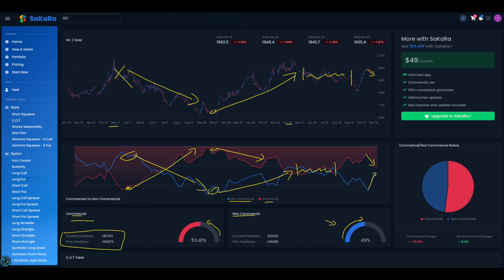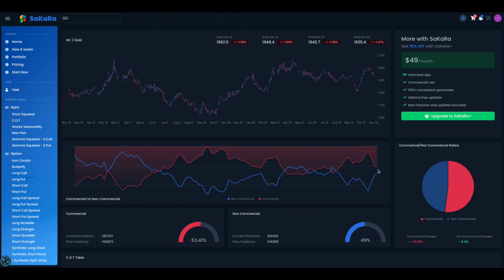The question is, what will be the next move? If we see a crossing here, where the funds, the blue line, cross above the commercial, we will see an increase in the gold price. This is how it works. So if we know the gold price movement in the next few months or one month, we can trade with the XAU USD. This is the price of the XAU USD.